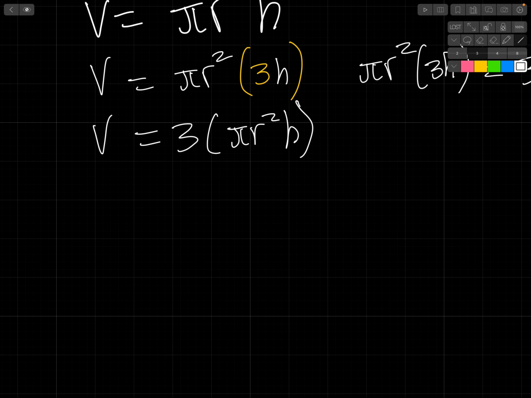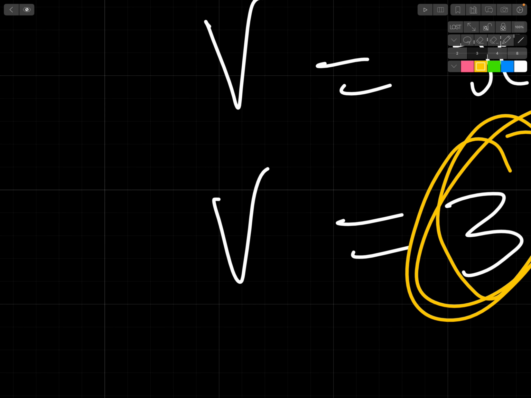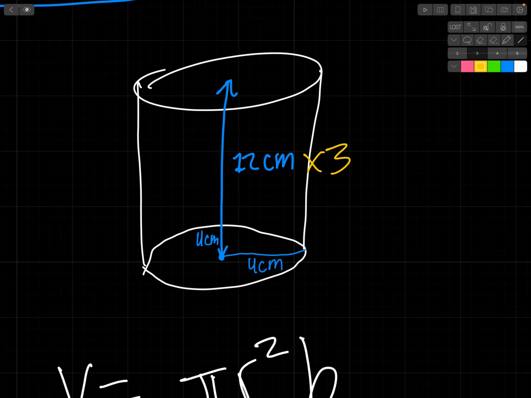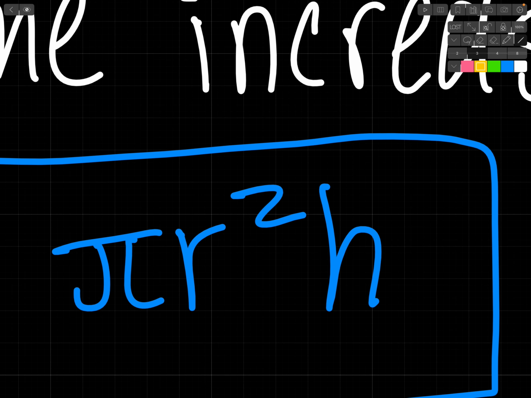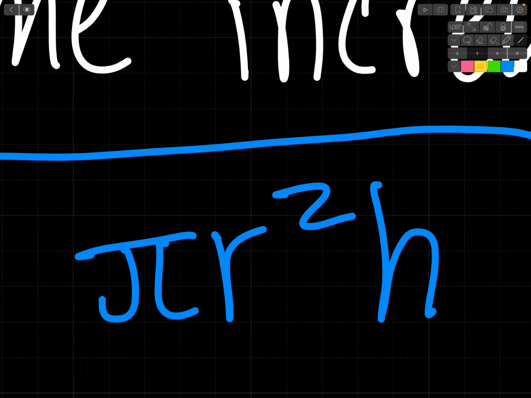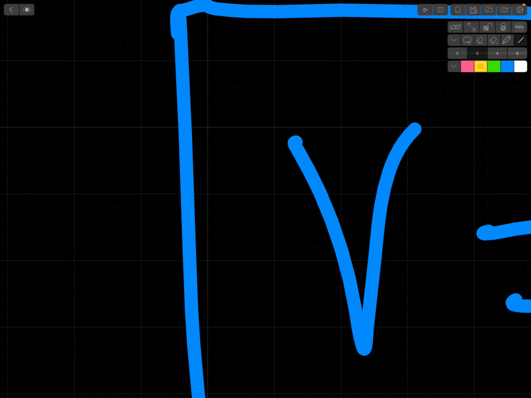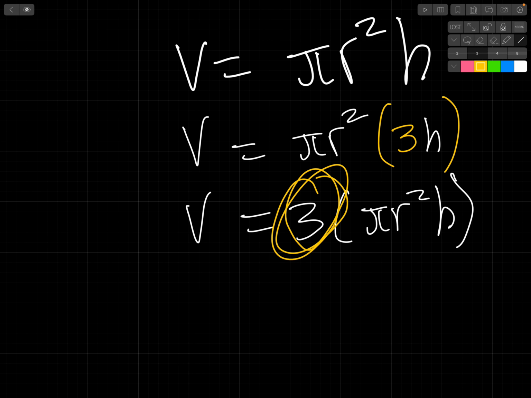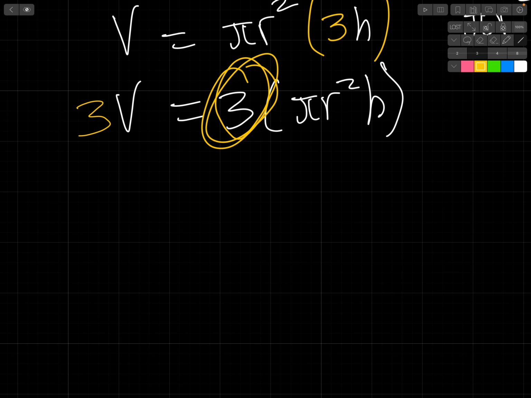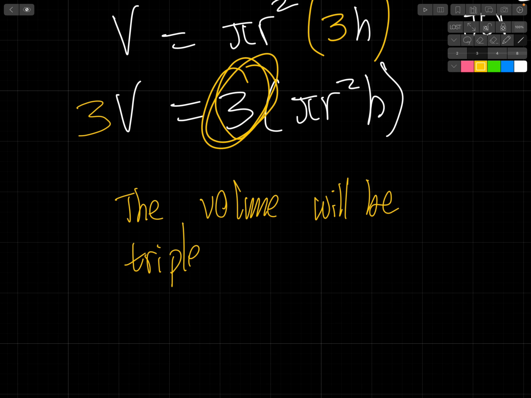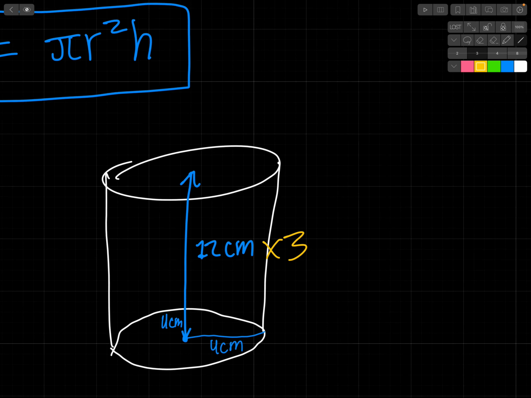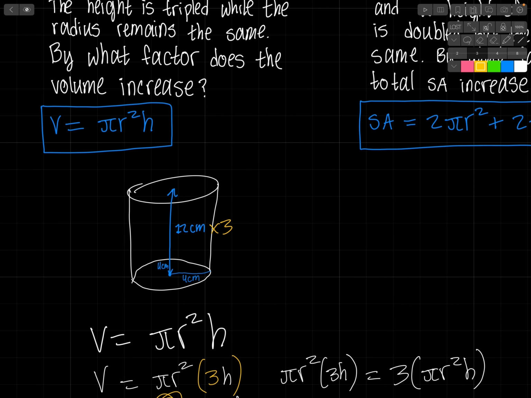You see how this 3 symbolizes that the volume, because volume equals pi r squared h, so if pi r squared h is multiplied by 3, that means the volume is multiplied by 3. So that means the volume will be tripled. The volume will be tripled if only the height is tripled.